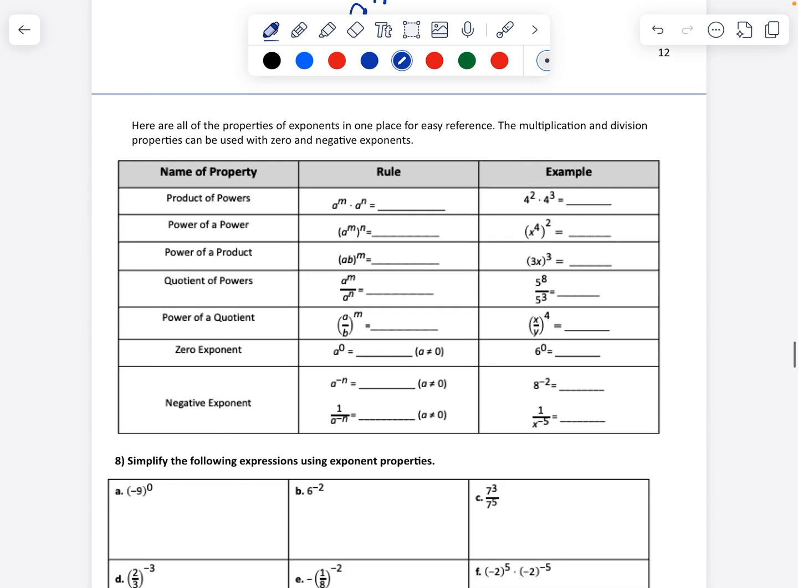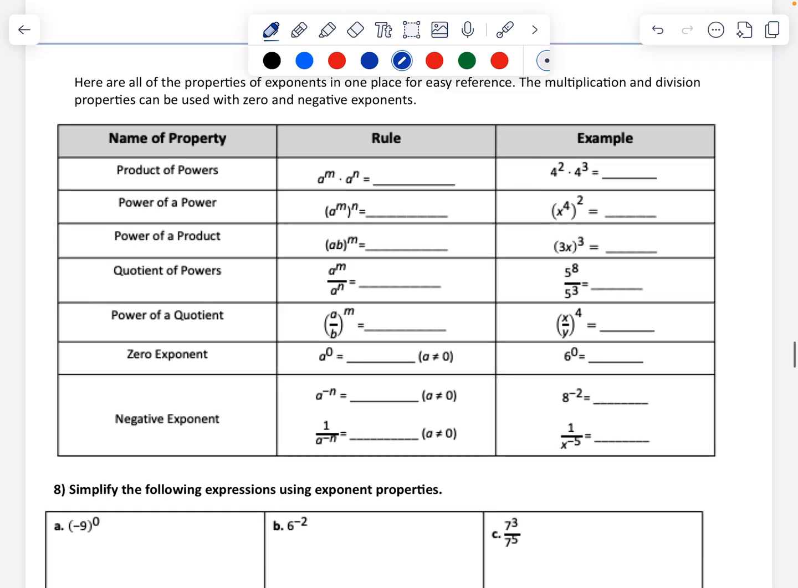So this is a summary of all the different rules that we've done. So if our bases are the same, we add. So this would be 4 to the 5th. If there's parentheses, we multiply. So x to the 8th. Here is where we distribute. So it's 3 to the 3rd, x to the 3rd. Quotient, we subtract. So that's 5 to the 5th. Power of a quotient, we divide. So x to the 4th over y to the 4th.